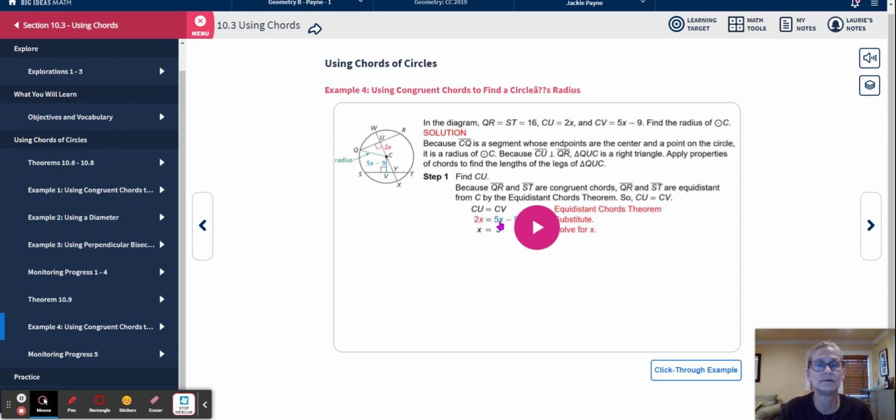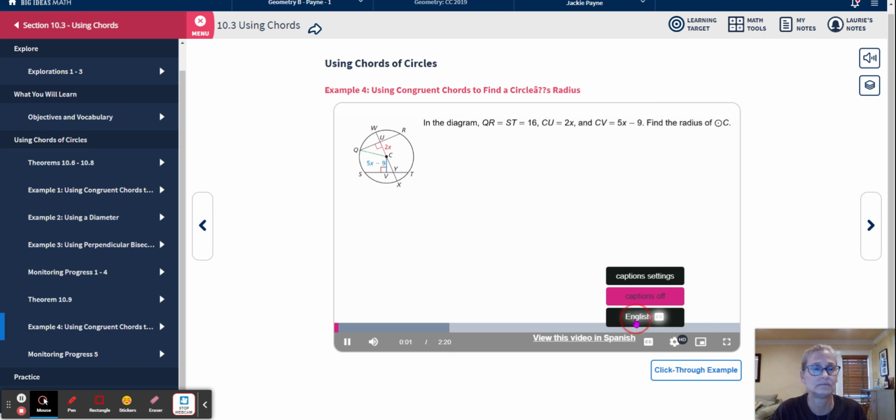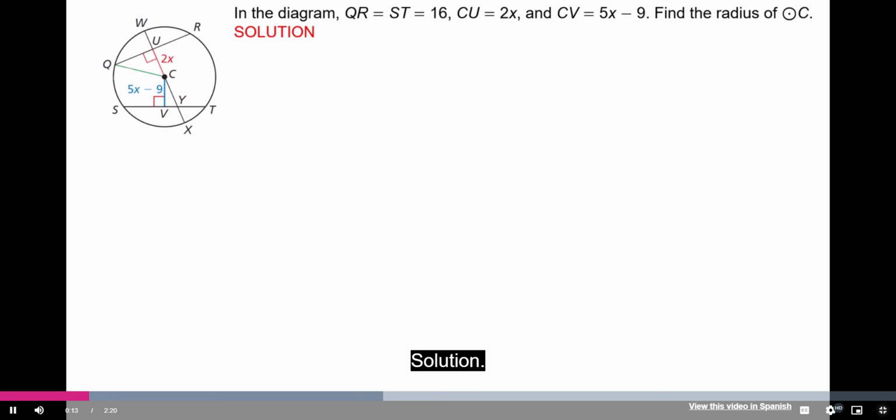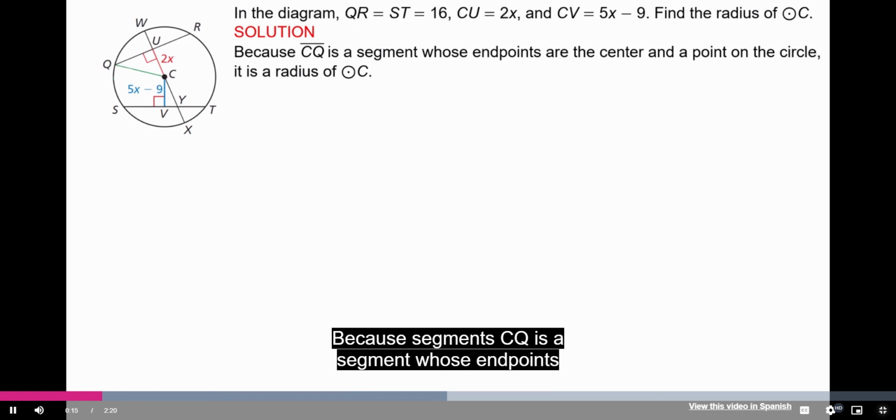Here's how it works. In the diagram, QR is equal to ST, which is equal to 16. CU is equal to 2x, and CV is equal to 5x minus 9. Find the radius of circle C. Solution. Because segment CQ is a segment whose endpoints are the center and a point on the circle, it is a radius of circle C.